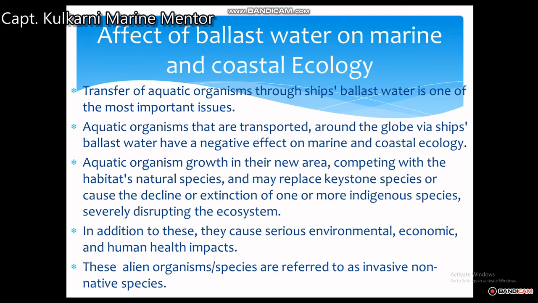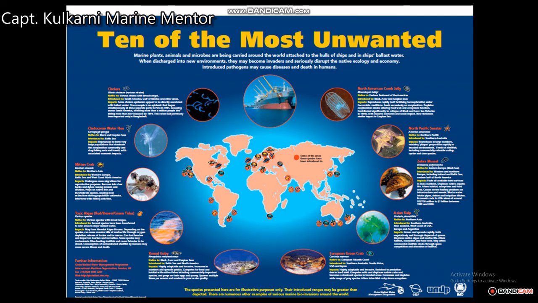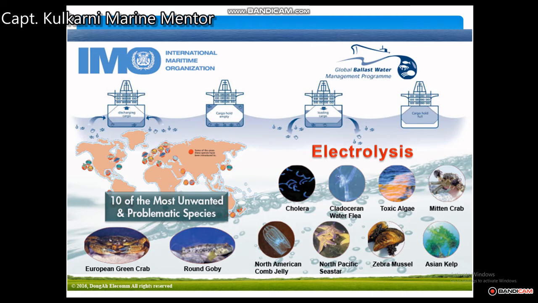In addition to these, they cause serious environmental, economic and human health impacts. These alien organisms are referred to as invasive non-native species. Here you can see a few samples, the 10 most unwanted problematic species published by IMO: cholera, Cladocera water flea, toxic algae, mitten crab, European green crab, round goby, North American comb jelly, North Pacific sea star, zebra mussel and Asian kelp.